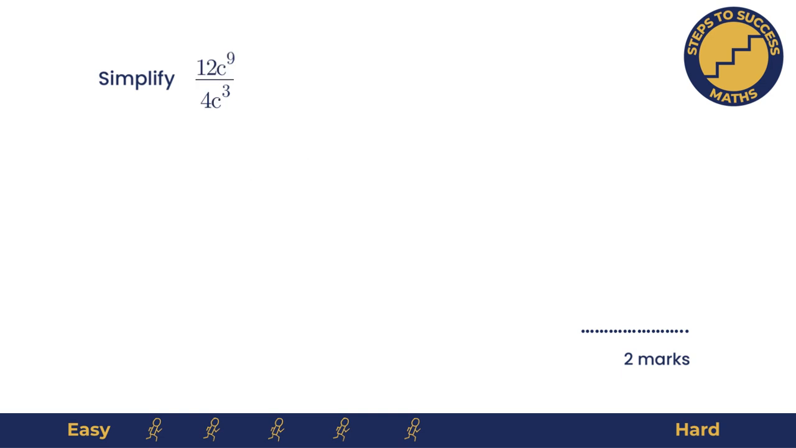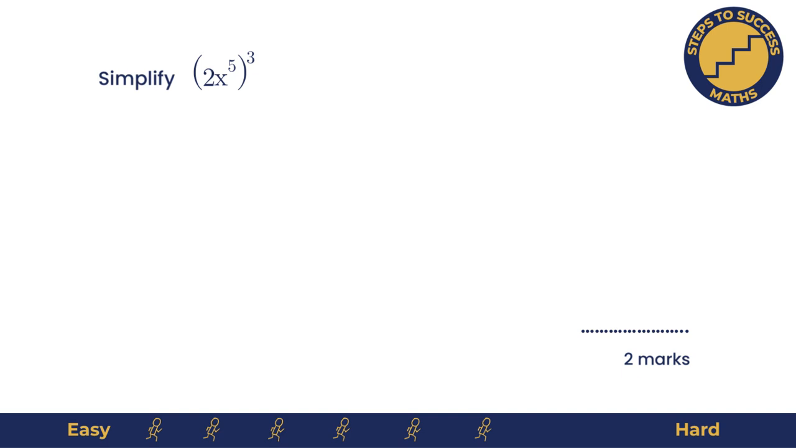Simplify. 12c to the power of 9 divided by 4c cubed. So do it in steps. Do the numbers. 12 divided by 4, so that's 3. Then c to the 9 divided by c to the 3. Remember, it's a takeaway. 9 take away 3 is 6. So c to the 6. 3c to the power of 6.